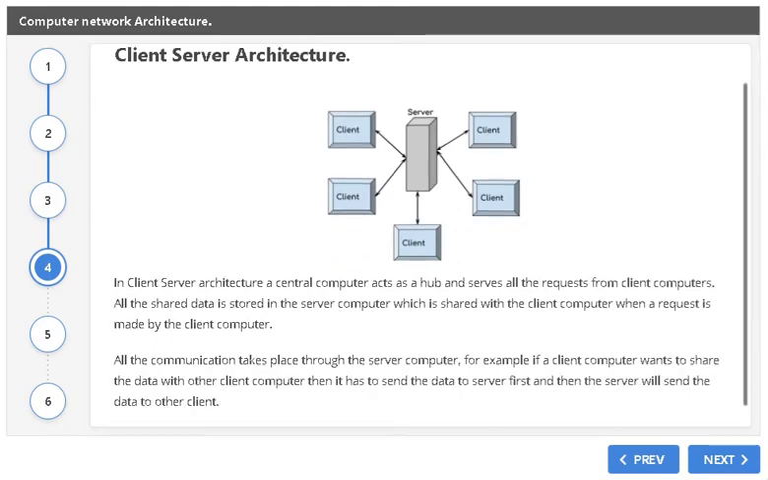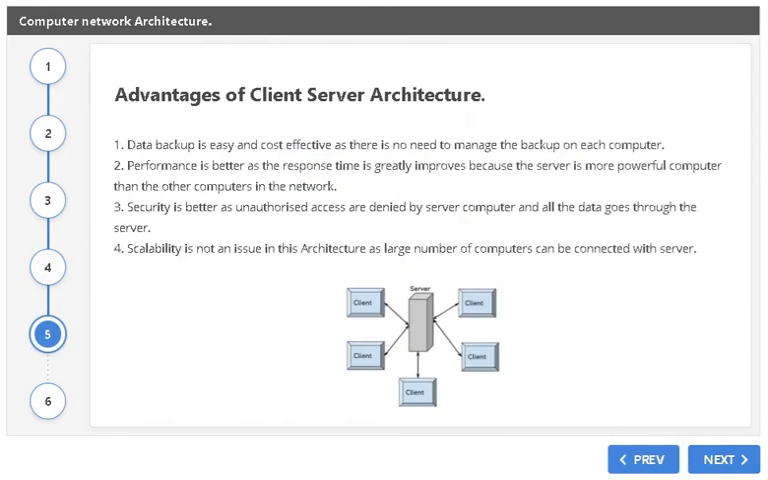Client-server architecture. In client-server architecture, a central computer acts as a hub and serves all the requests from client computers. All the shared data is stored in the server computer, which is shared with the client computer when a request is made by the client computer. All the communication takes place through the server computer. For example, if a client computer wants to share the data with other client computer, then it has to send the data to server first and then the server will send the data to other client.